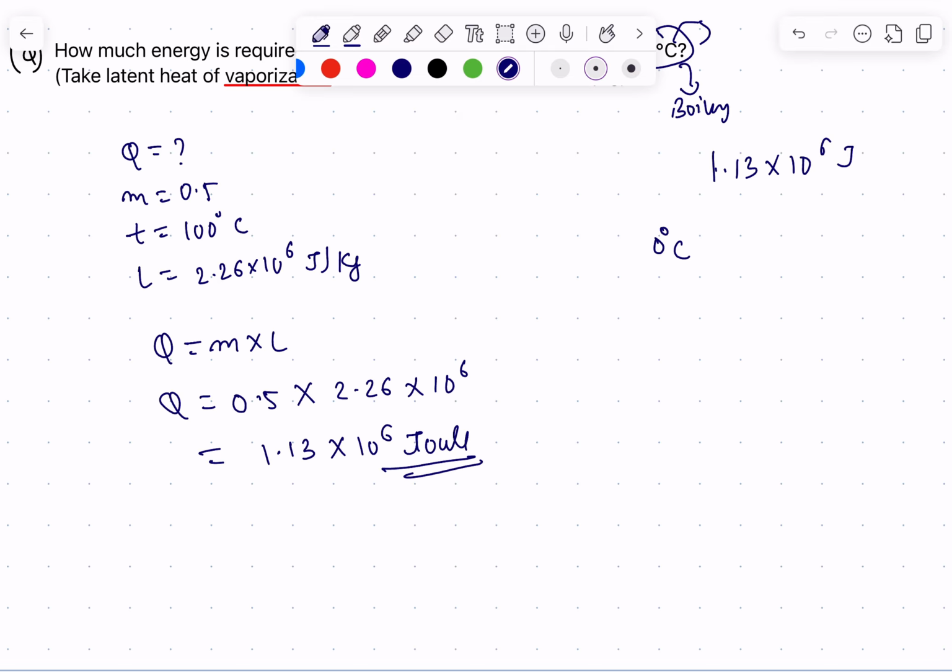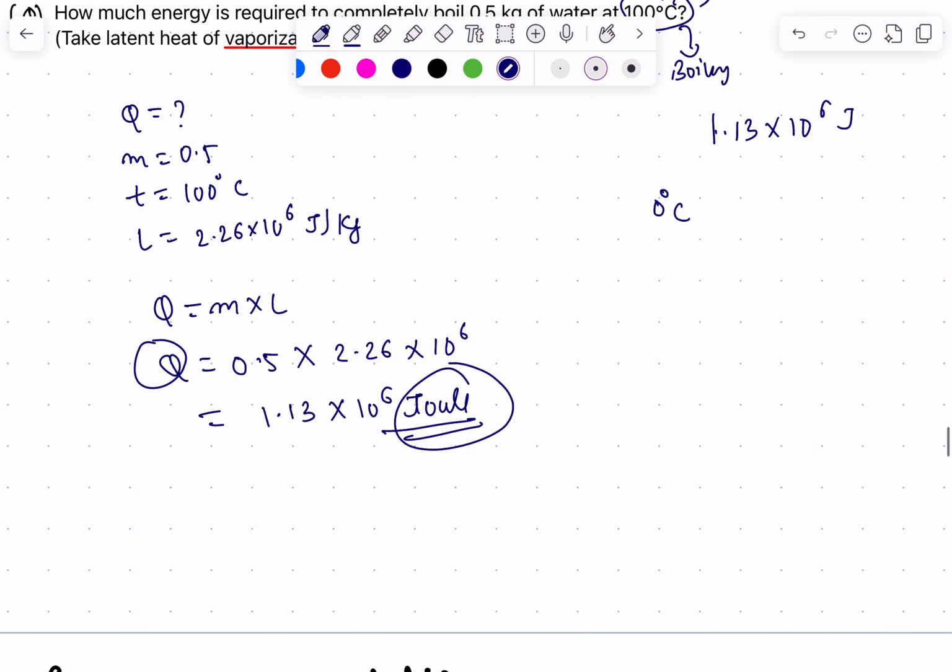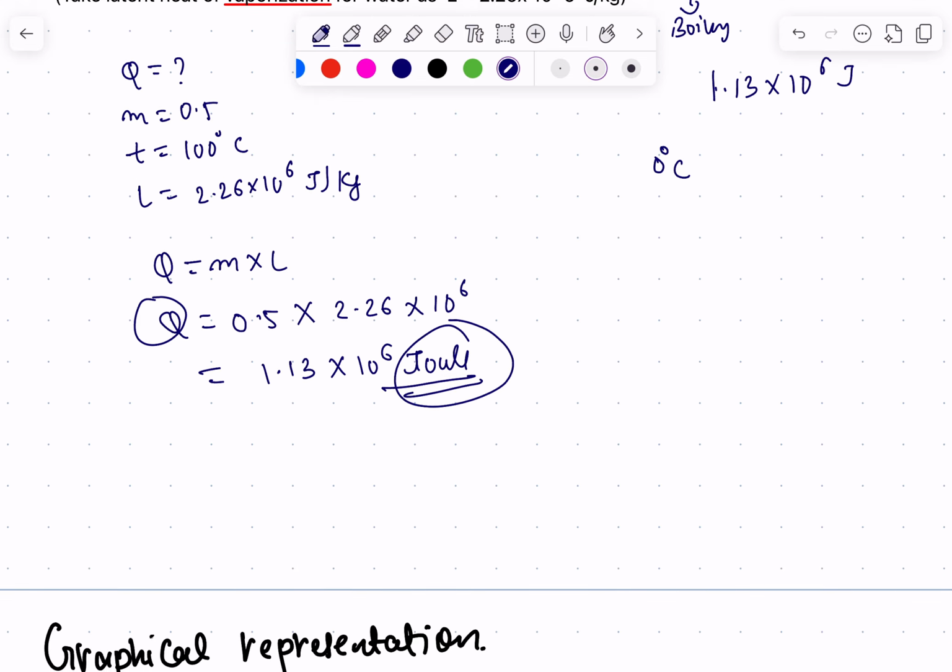So this is the answer, and in general, the SI unit of Q is joule. I hope this question is clear, and now you must be able to do the questions related to specific heat capacity and also latent heat of vaporization or fusion.